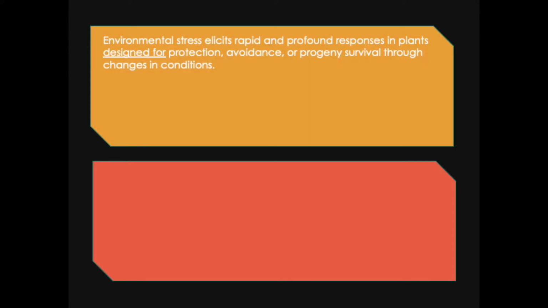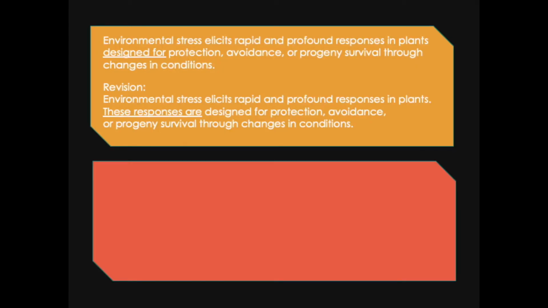Another example is environmental stress elicits rapid and profound responses in plants designed for protection, avoidance, or progeny survival through changes in conditions. The way this is written, it sounds like the plants are designed for protection, avoidance, or progeny survival. But I don't think that's what the authors meant. I think they're talking about the responses are designed for protection, avoidance, or survival.